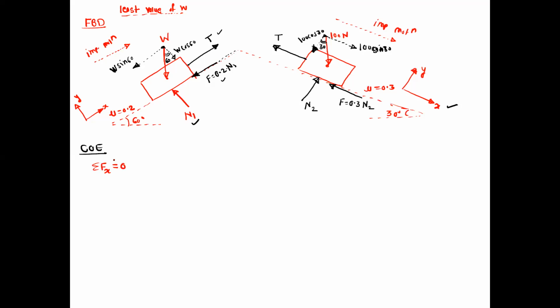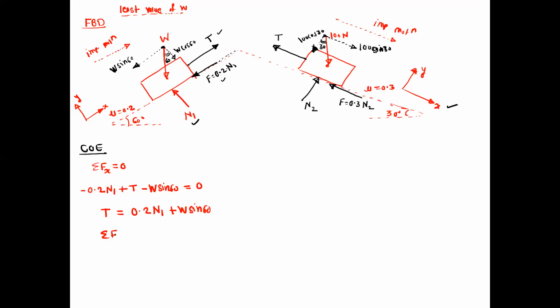So summation Fx is equal to 0 for the block W. So for summation Fx, this friction force 0.2 into N1 is on the negative side. So it is minus 0.2 into N1. Next is the tension T on the positive side, so plus T. Then this W sin 60 on the negative side, so minus W sin 60. It is equal to 0. Okay. So from this we will get tension T is equal to 0.2 N1 plus W sin 60.